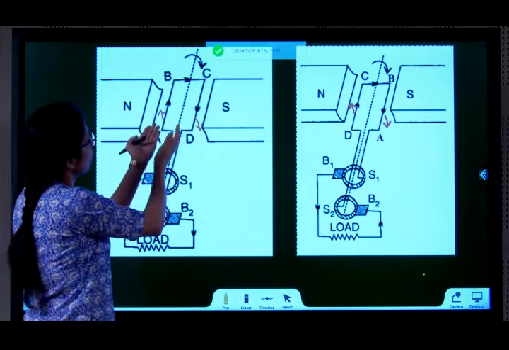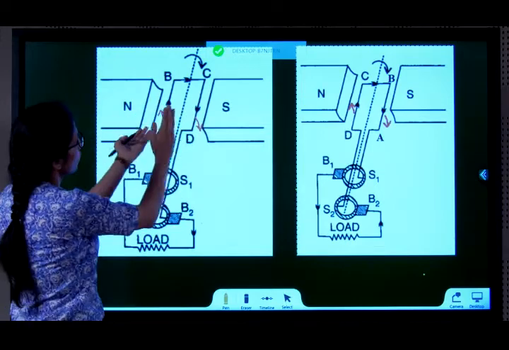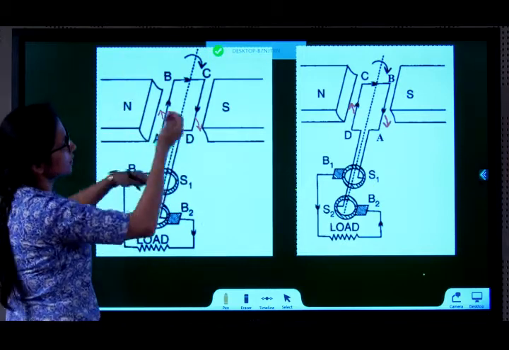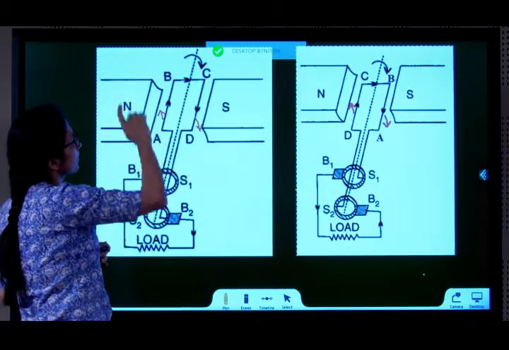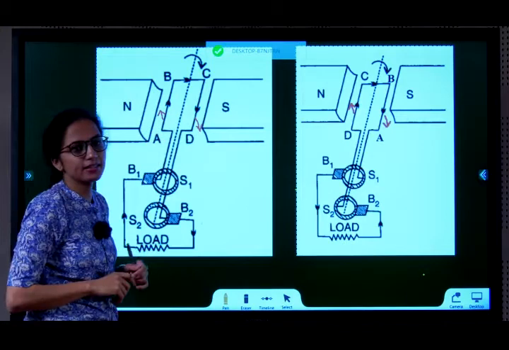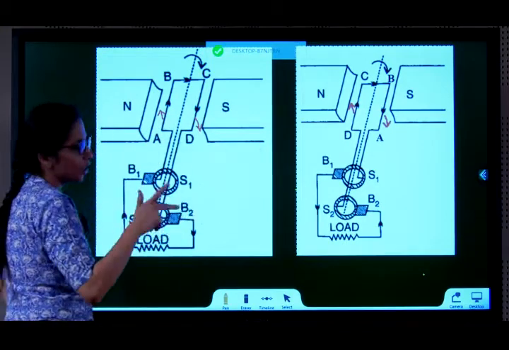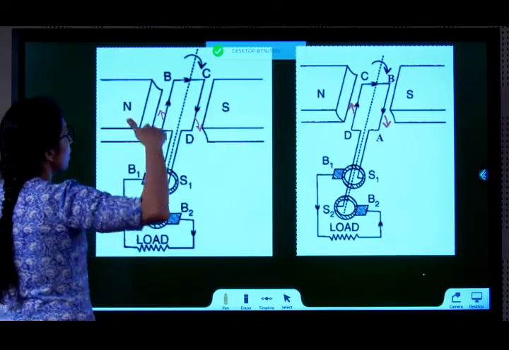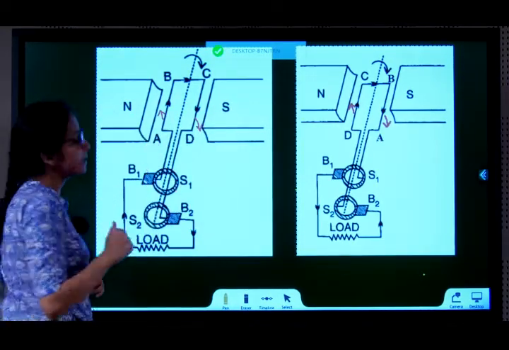So AB will go upwards and CD will go downwards. Agreed? Now AB is going upwards and the magnetic field is in this direction, from north to south. So take your right hand. We are applying Fleming's right hand rule on AB now.